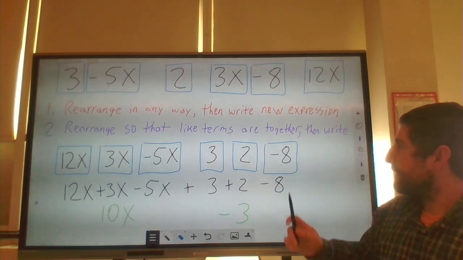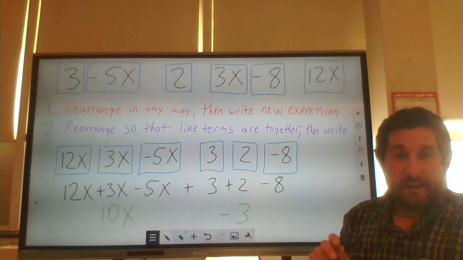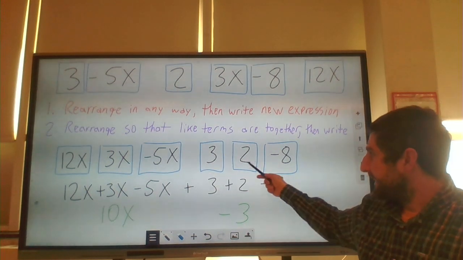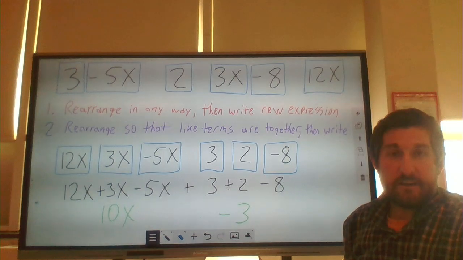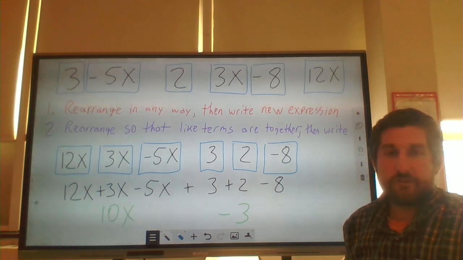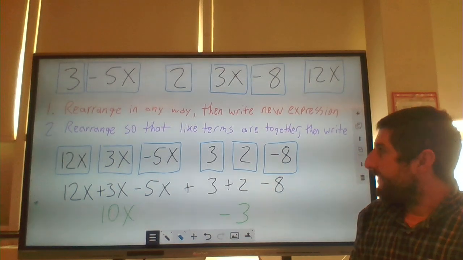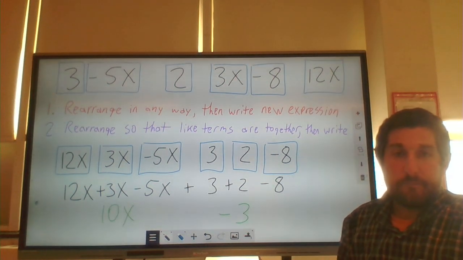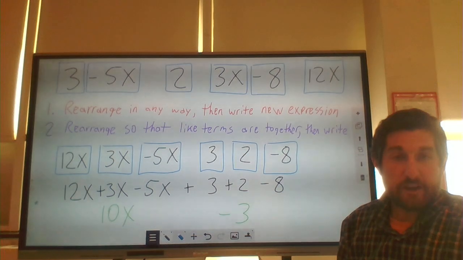And then the second time around, I have them rearrange it in a specific way so that like terms are grouped together. So what you see in the second row is what it will look like if the x terms are all grouped together and the constant terms are all grouped together. And then after that, I have them combine like terms to finish off the simplification process.